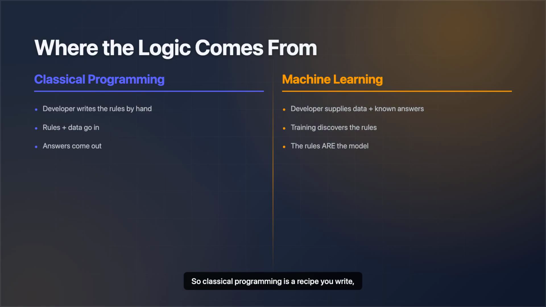So classical programming is a recipe you write, while machine learning is a taste test. You hand it thousands of dishes and their ratings, and it figures out the recipe on its own.